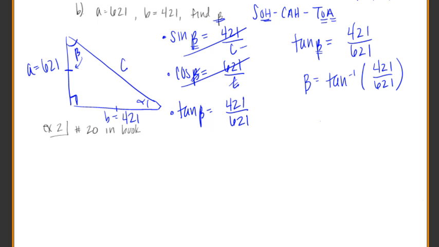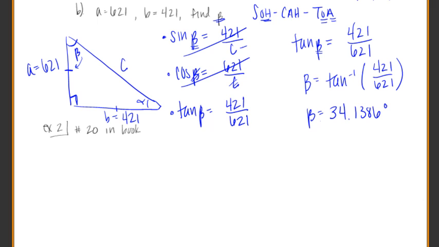So what you're going to do is go in your calculator and just type in, second tan, and then 421 over 621. And you should get something, allowing just for a little bit of rounding, it looks like it's going to be 34.01386, something like that.